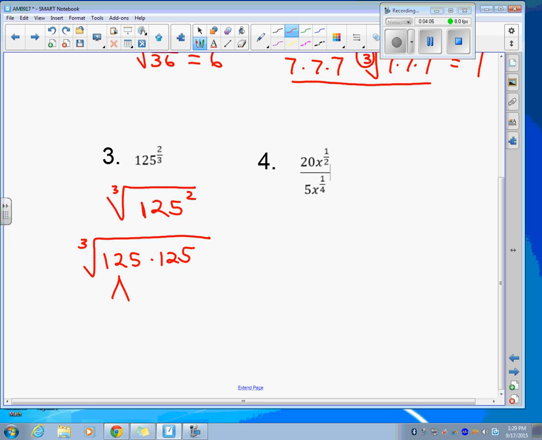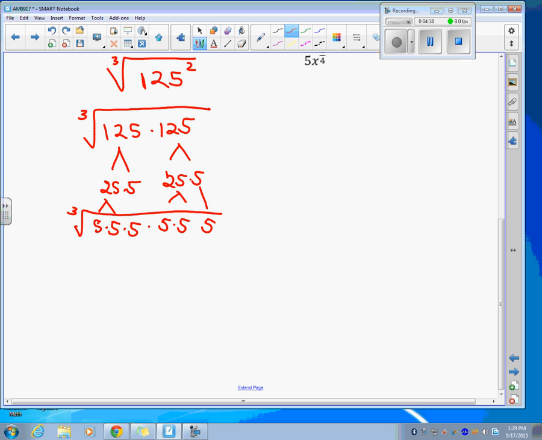And 125 factors into 25 times 5. And 25 factors into 5 times 5 times 5. And so this is 5 times 5. And that 5 comes down. So again, we're thinking about the cube root of this. So as we talked about, this index means that I have 3 in my group. So this would be 5 times 5, or 25.